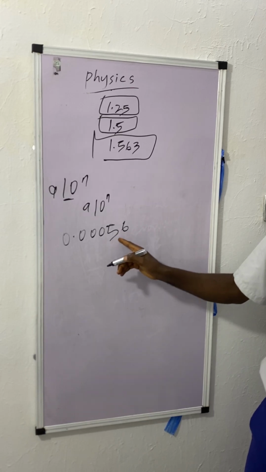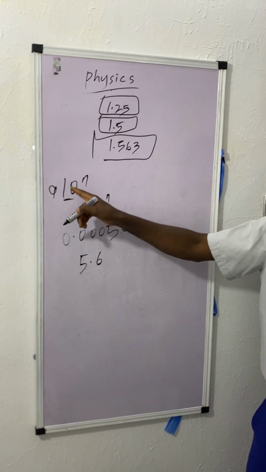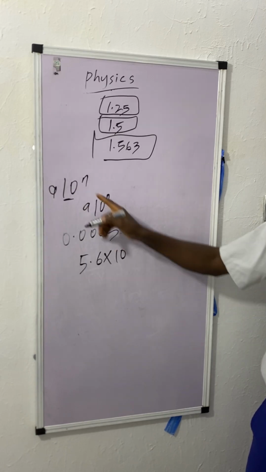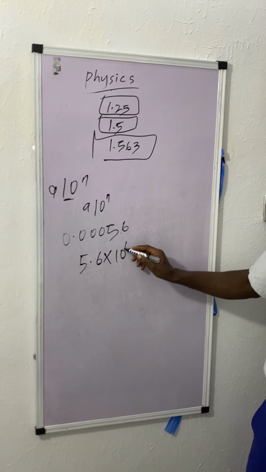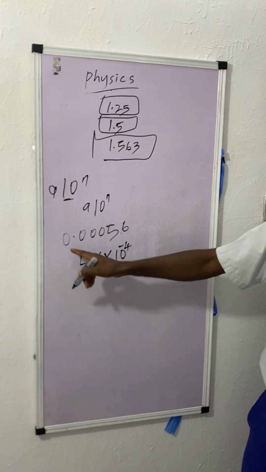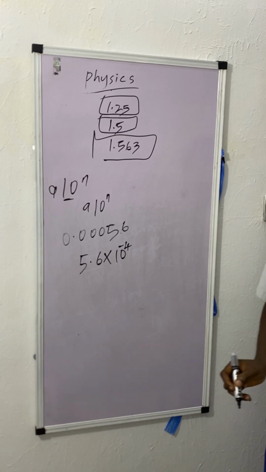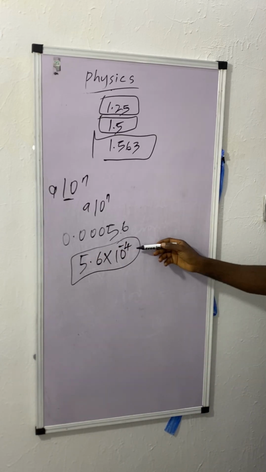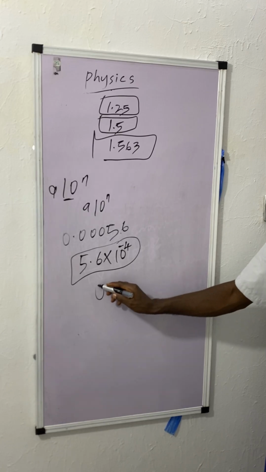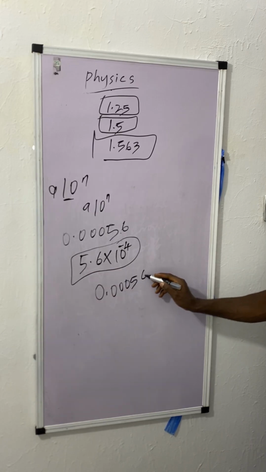We take what? 5 and 6. We now use points. We put points here: 5.6. Then we put times 10 raised to power n. What is the number of 0s? 1, 2, 3, 4. So raised to power minus 4, because it's 0 point. Okay, you have 0 before the point. We put minus 4. All right. So if we want to turn this one back to decimal, you can just put the 0 now, starting with 0, then point, 1, 2, 3, then our 5, 6.